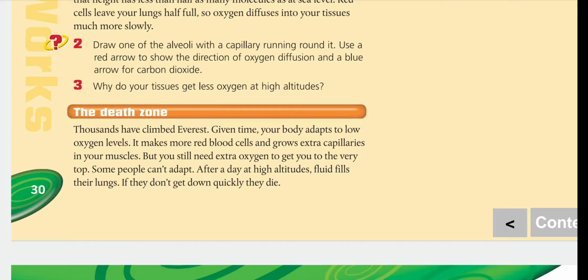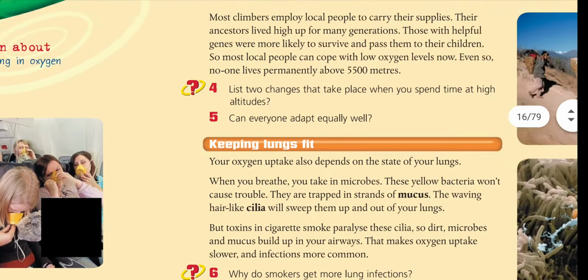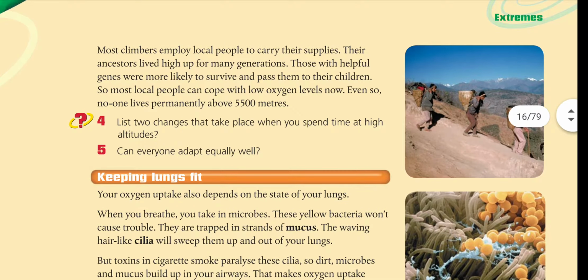But here you still need extra oxygen to get the amount of energy to keep yourself moving to the top. When people cannot adapt to this, after a day at high altitude, fluid fills their lungs, and sometimes they go down quickly and die because they can't endure the amount of blood inside their lungs. Consider your lungs filled with water, blood, liquid, but there is no air inside it.